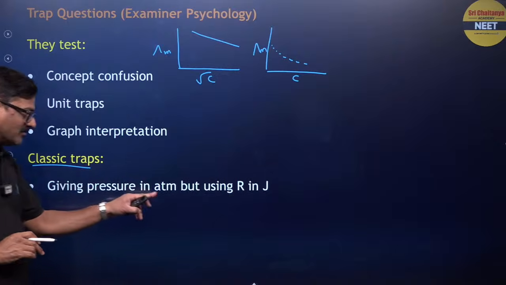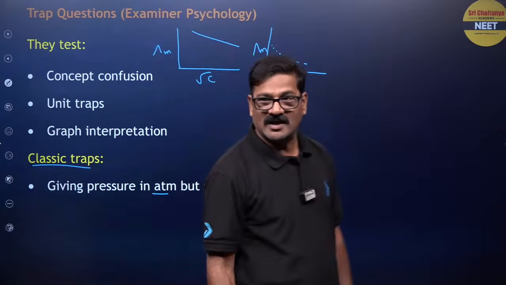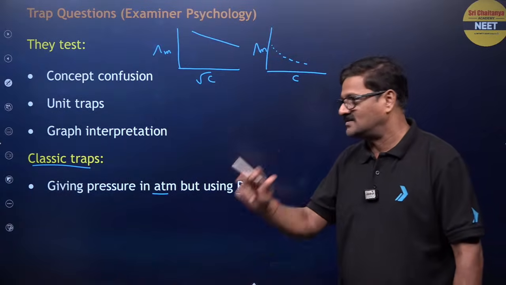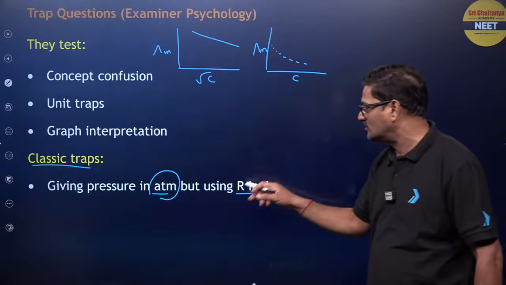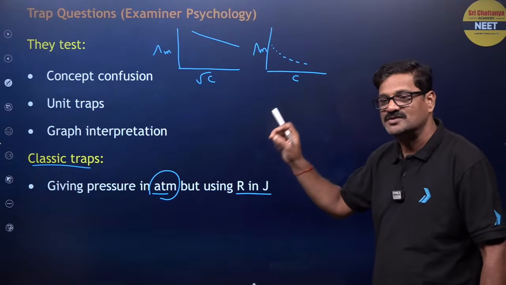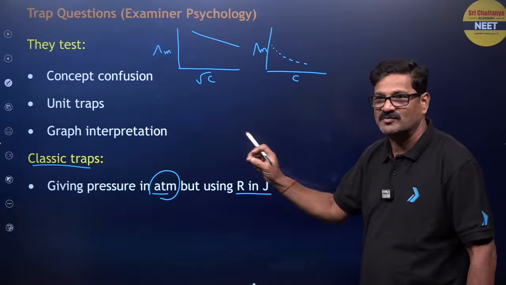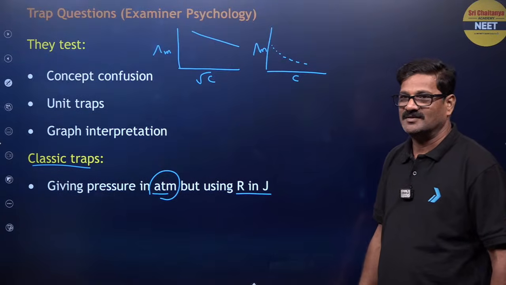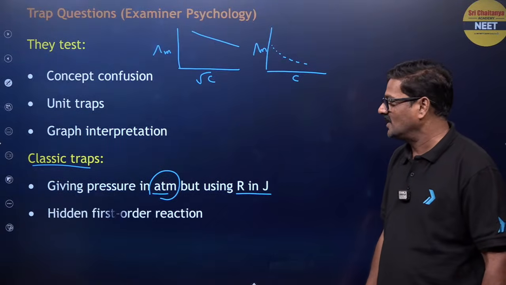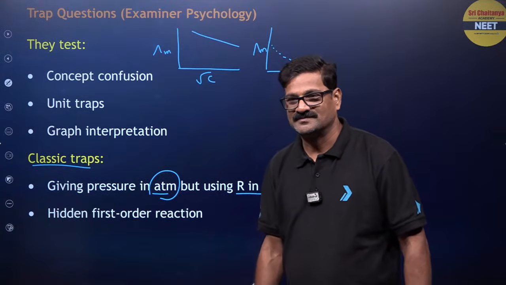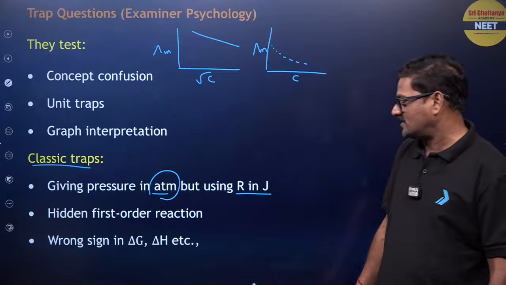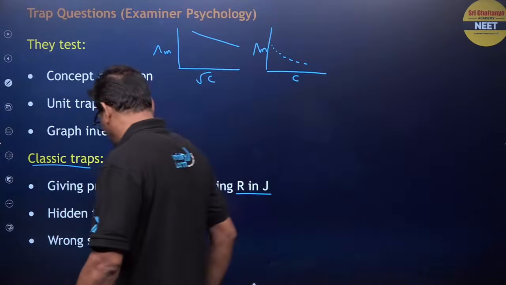Giving a pressure in atm but using the R value in joules, that's a trap. So if it is given in atm, you have to use the R value 0.0821 liter atmosphere per mole per kelvin, okay? And hidden first order reactions. And also wrong sign for delta G and delta H.